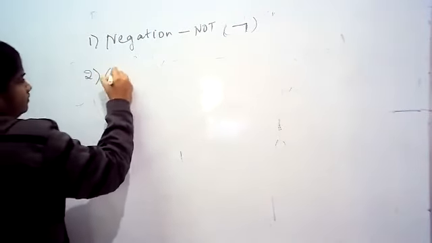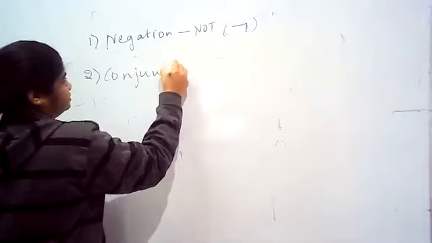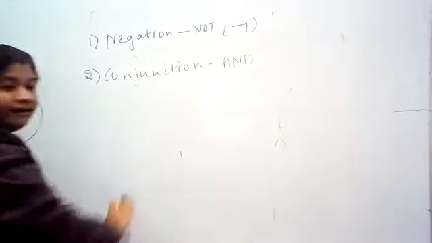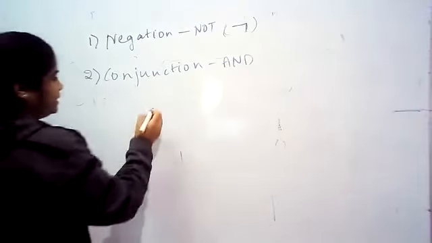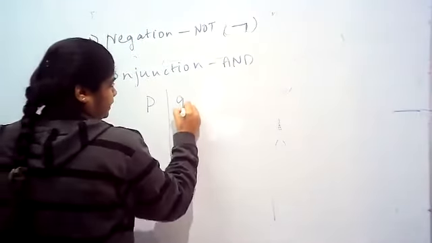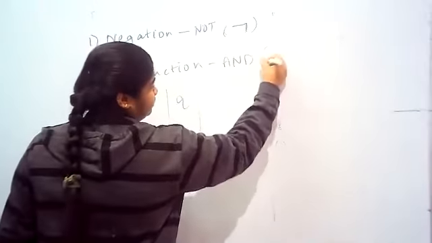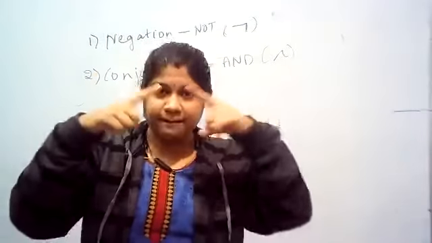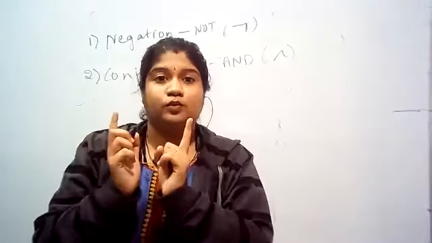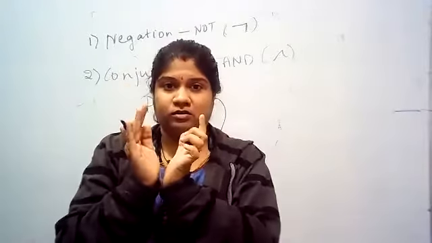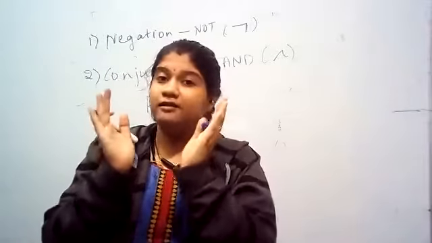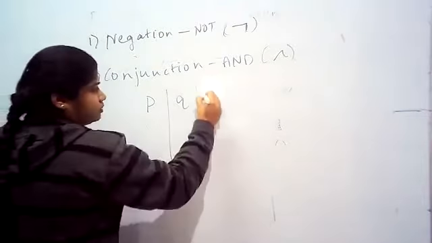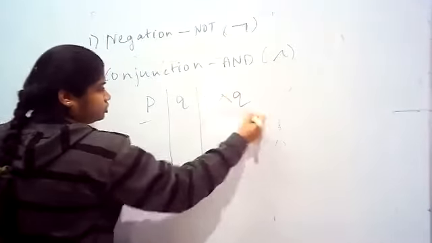Second, conjunction. What is conjunction? It is similar to the AND gate. For example, consider two propositions P and Q. What is the symbol? Cap. Don't be confused with this; cap is nothing but conjunction. And next, V is disjunction. Remember: cap is conjunction, V is disjunction. So P cap Q is P conjunction Q.